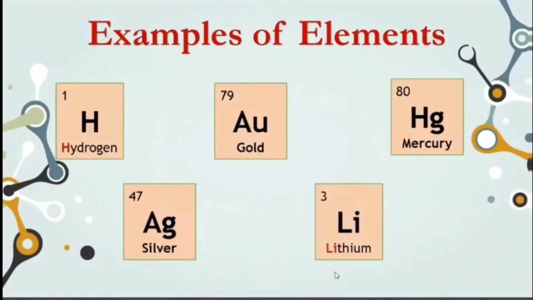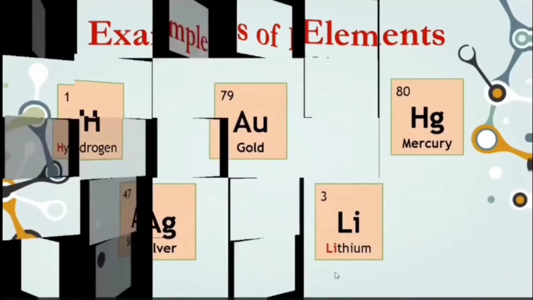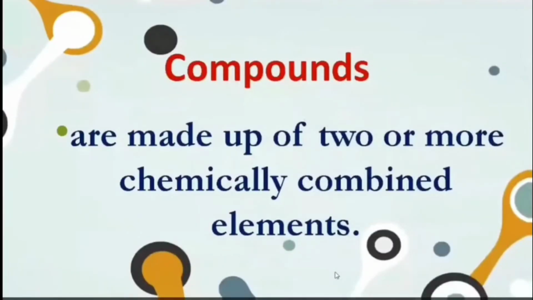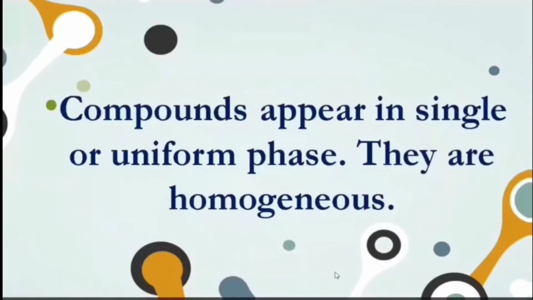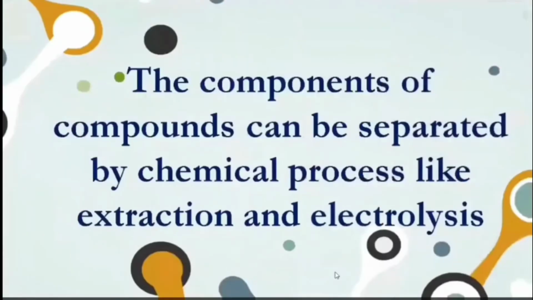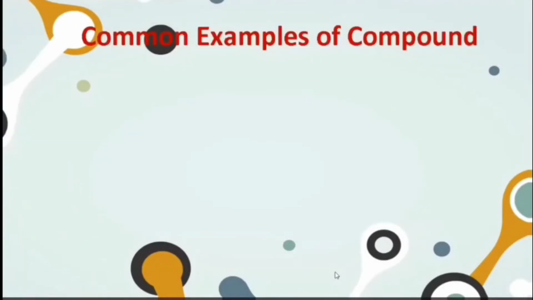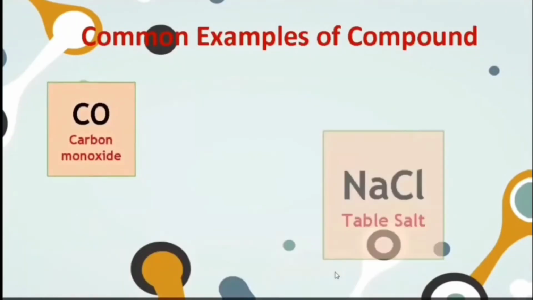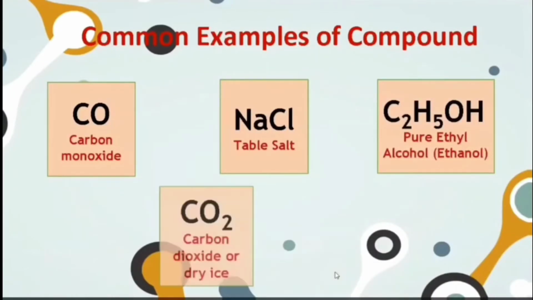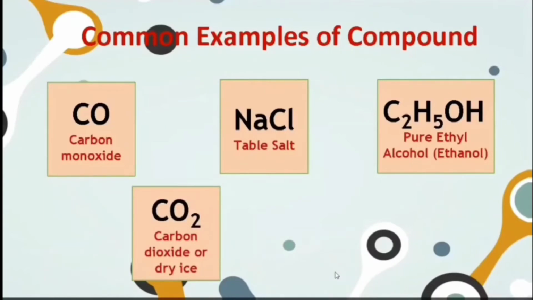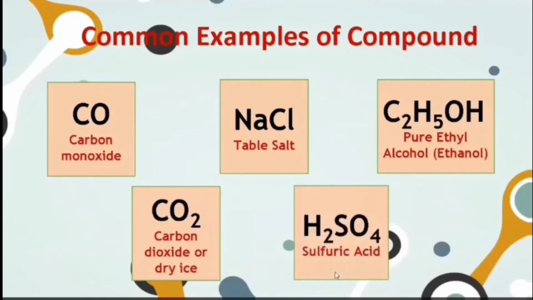mercury, silver, and lithium, while compounds are made up of two or more chemically combined elements. Compounds appear in single or uniform phase. They are always homogeneous. The components of compounds can be separated by chemical process, like extraction and electrolysis. Common examples of compounds are carbon monoxide, table salt, pure ethyl alcohol or ethanol, carbon dioxide or dry ice in solid form, and sulfuric acid.